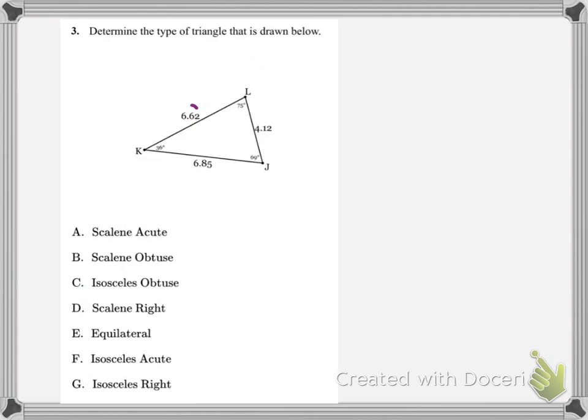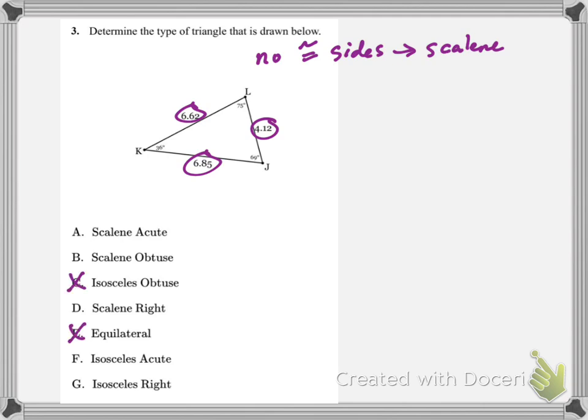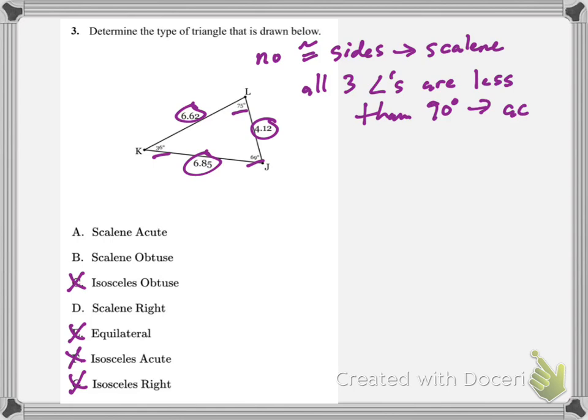All right, so let's see. Here's my sides. Now, I have no congruent sides. So that means it's scalene. So I'm going to eliminate all the answers that don't have scalene. Okay, so here's my angles, 36, 75, and 69. All 3 angles are less than 90 degrees, which means it's an acute triangle. So it's scalene, acute. There you go.